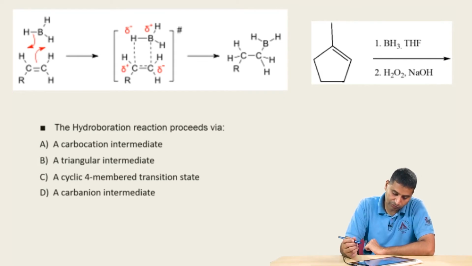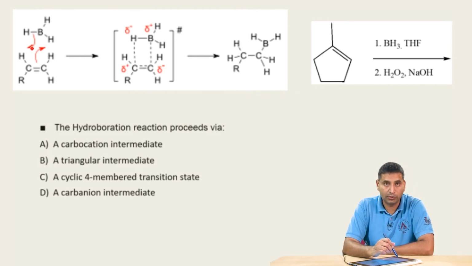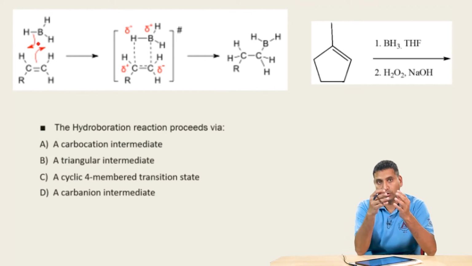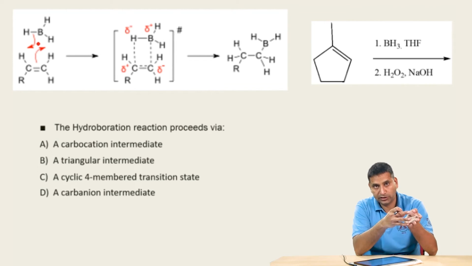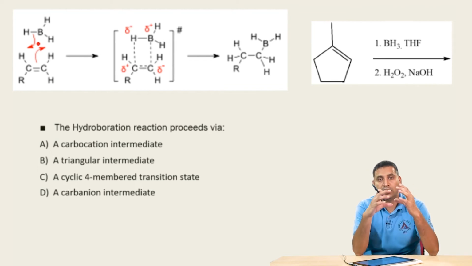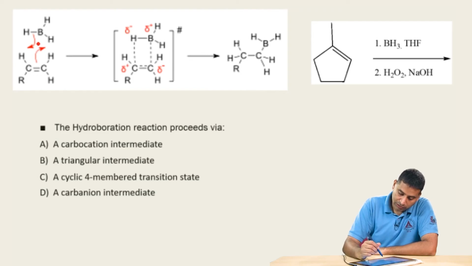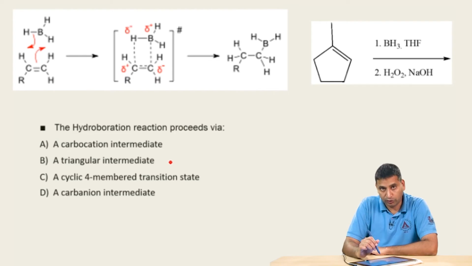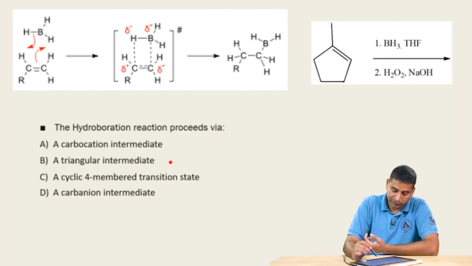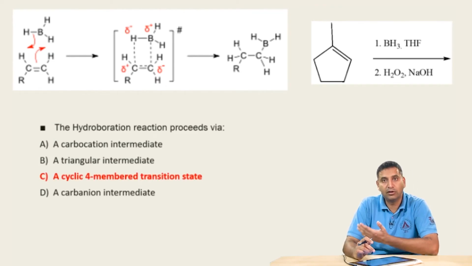So, in the mechanism that is proposed here is that the olefin reacts with the BH bond in the following manner, that is, you have the olefin forming a bond with the boron, and the boron hydrogen bond also breaks and it forms a 4-membered cyclic transition state, wherein the boron ends up on the less substituted carbon. So, therefore, the formation of a carbocation intermediate is incorrect, a triangular intermediate is also incorrect, the carbanionic intermediate is also incorrect, and the correct answer is that it forms a cyclic 4-membered transition state.